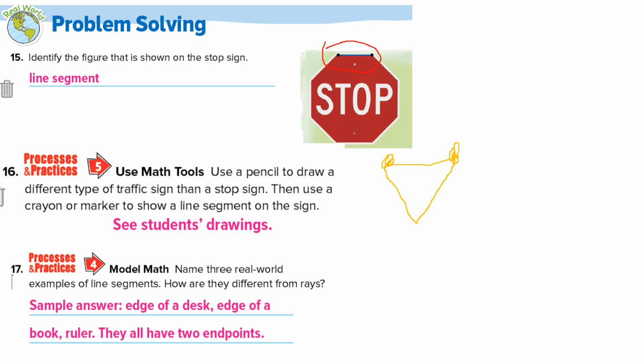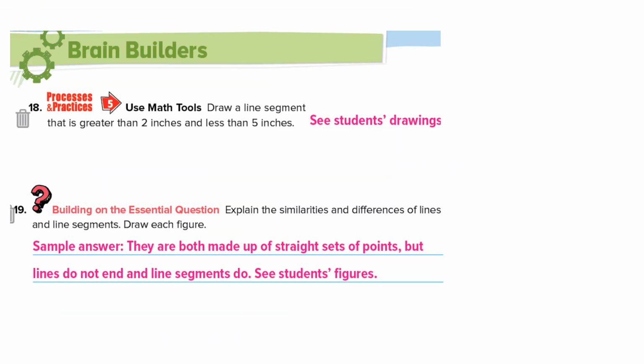And then we can continue to number 17, name 3 real-world examples of line segments and how are they different from rays? Well, no matter where you look to find a line segment, it just has to have an ending, a straight line with an ending. So they gave examples of the edge of a desk, edge of a book, edge of a ruler. And the difference between the line segment and a ray is that a line segment has 2 endpoints, but a ray only has 1 endpoint.